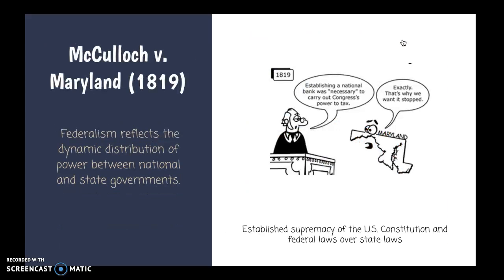The next case we looked at is McCulloch versus Maryland, and this is a case that establishes the idea of federal laws versus state laws. If you remember, the question driving this was whether or not Maryland could tax the national bank, and it ultimately established that federal laws supersede state laws and gives the federal government a little bit more power concerning their laws when it comes to the balance of power in federalism in the United States.